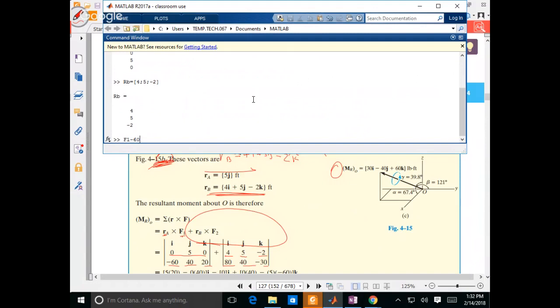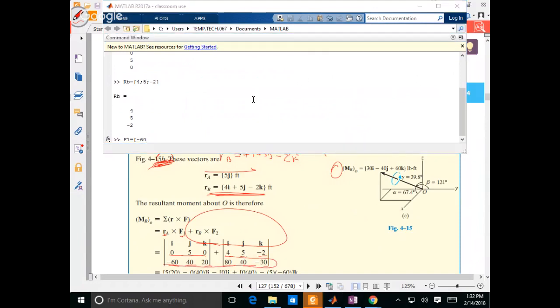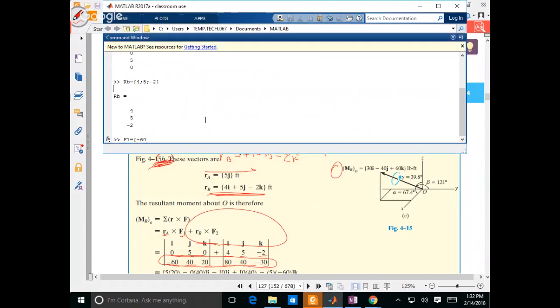Now my vector F1, -60. Did I put the bracket? I did not put the bracket. -60. I'm getting it from down here. I'm just reading them off right there. -60, and then 40, and then 20. Did I do that right? And then F2 is equal to 80. Did I put the equal? Yeah, 80, 40, and minus 30.